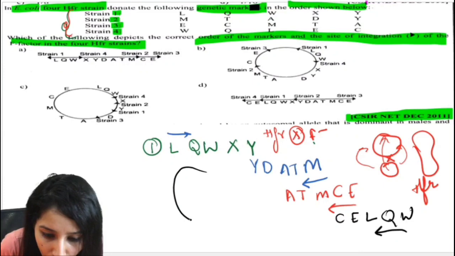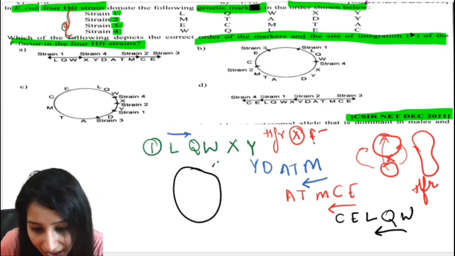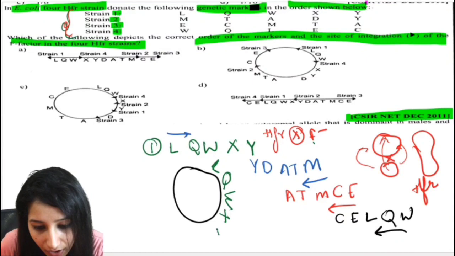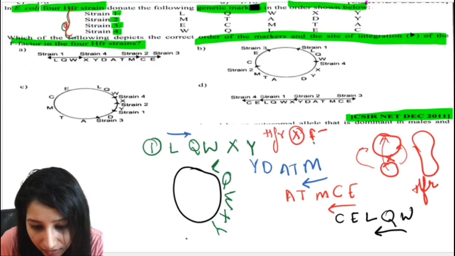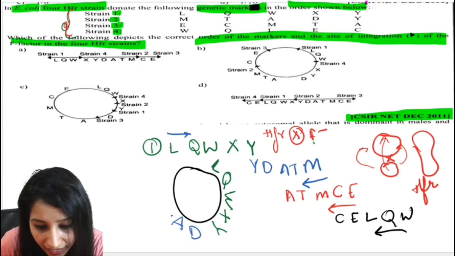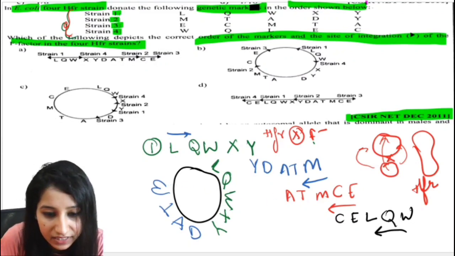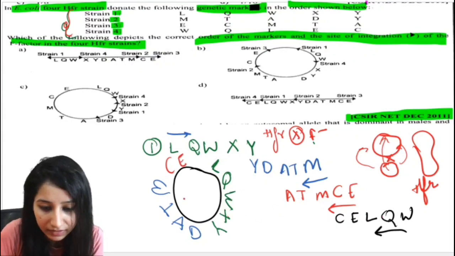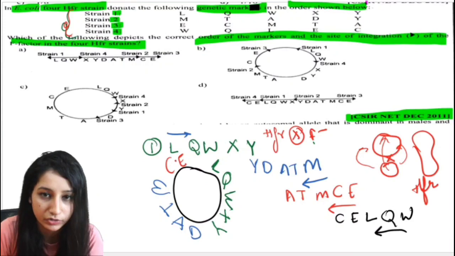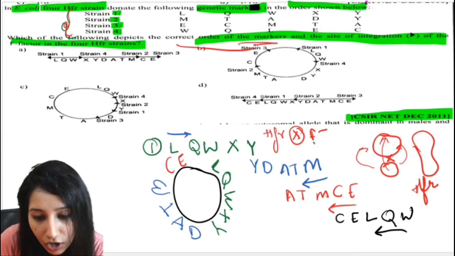So I can form a gene map using this. I will first write L, Q, W, X and Y. Okay, I have written these genes. Then I will write Y, D, A, T and M. Then after A, T, M it is C, E, and after that the sequence is repeating itself. Okay, so these are the 4 conditions. Now I have got the gene map. I got the first thing, the correct order of gene markers.